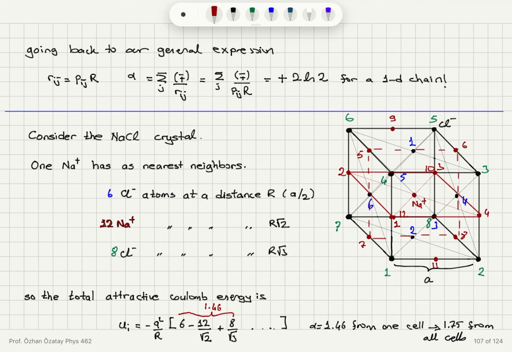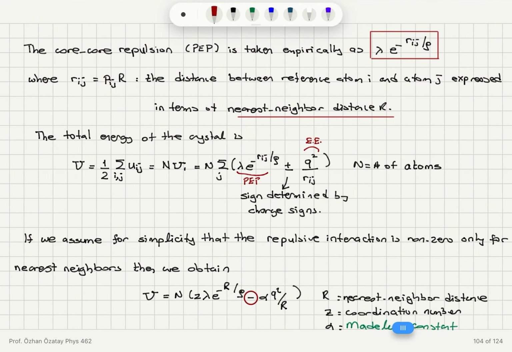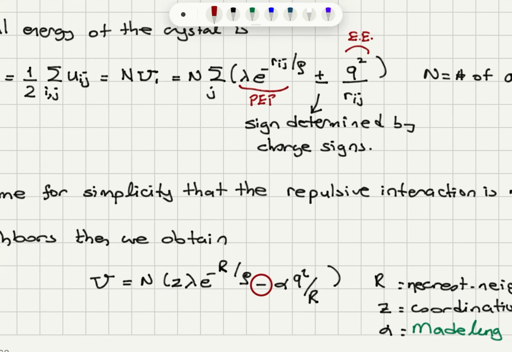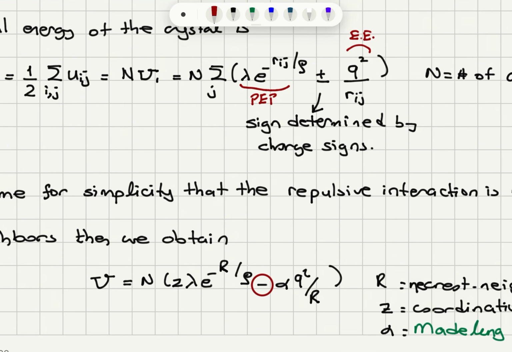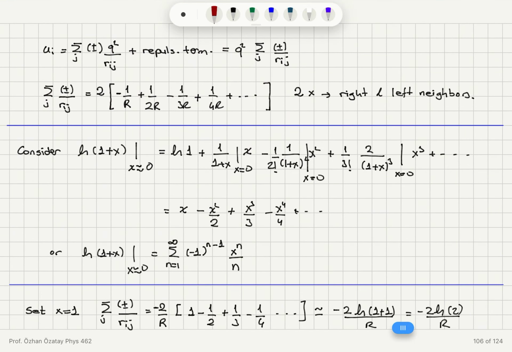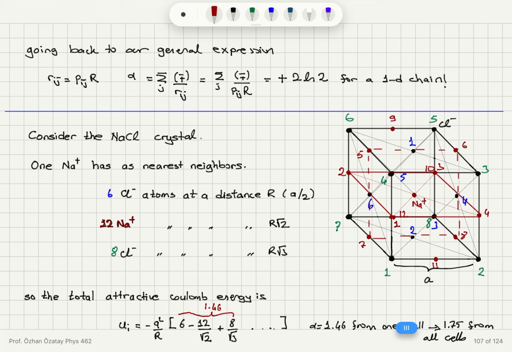So you can see here, because of this minus sign that I have introduced, minus alpha q squared over r, I changed the interaction sign from plus minus to minus plus, and therefore the answer I obtained, minus 2 log 2 over r, is actually becoming plus 2 log 2 for alpha for the one-dimensional chain.